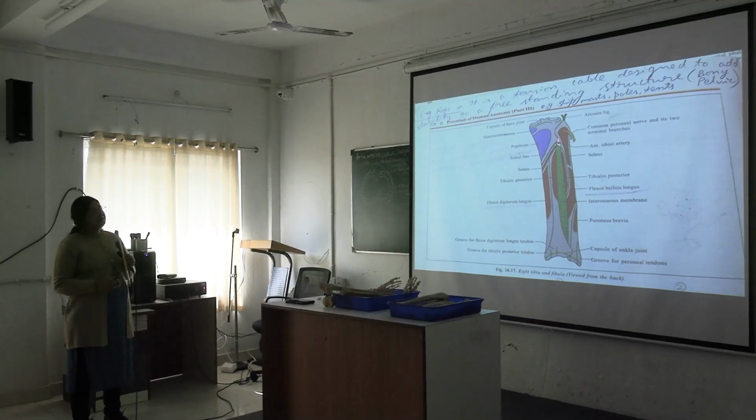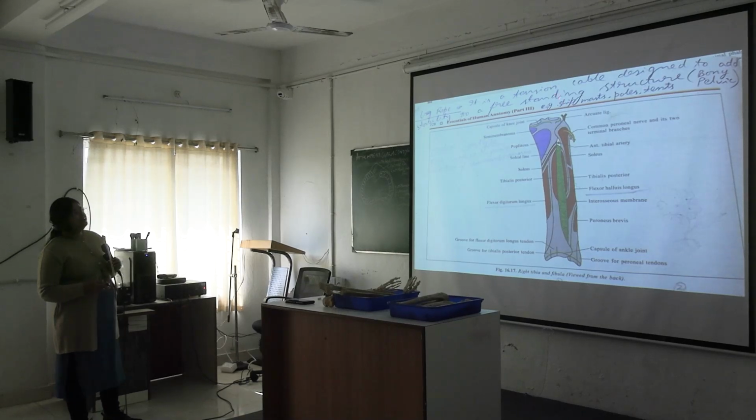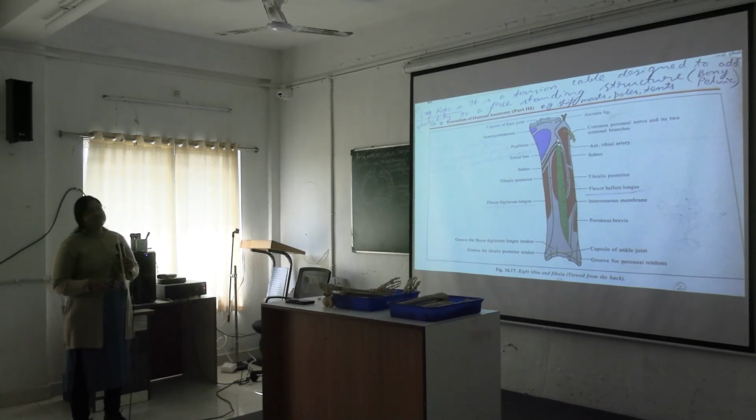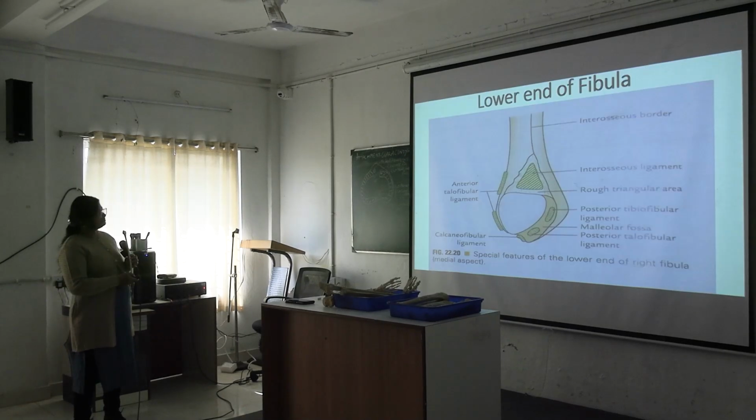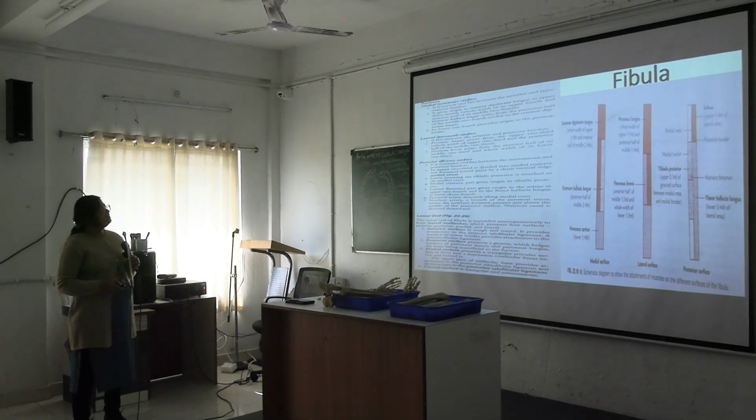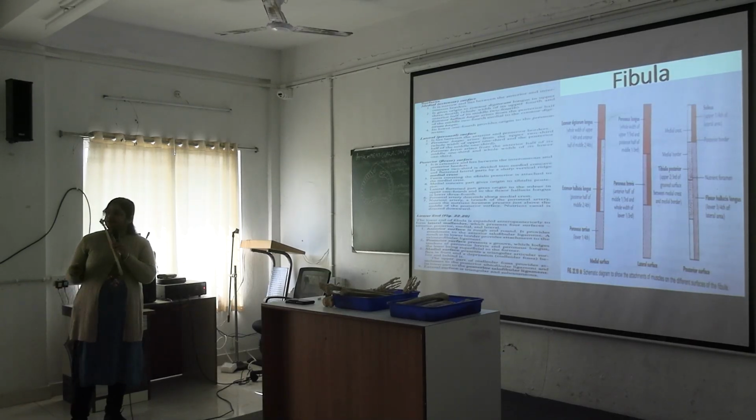And this is related medial to the neck, and this is the common peroneal nerve, which is related posterolateral to the neck of the fibula. And this is the styloid process, where the arcuate ligament and other structures will be attached. So next we are going to the surfaces.